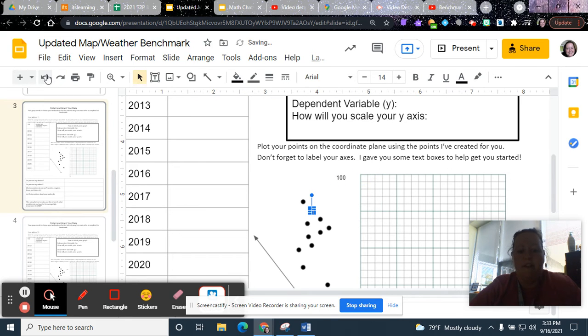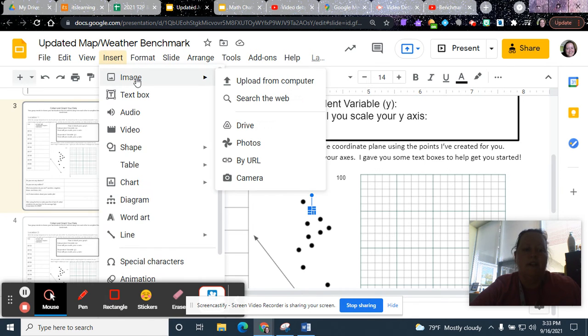And then move it. If you're having a hard time and you're like, Miss Burns, I do have paper copies, just come get one. And then when you're done with pages 3 and 4, take a picture with your Chromebook. Remember, you can go to Insert, Image from Camera, and then just put it in front of your screen and take a picture. That way, when I look at your weather and map benchmark, I'll see everything all together, and you'll have it all together as well.